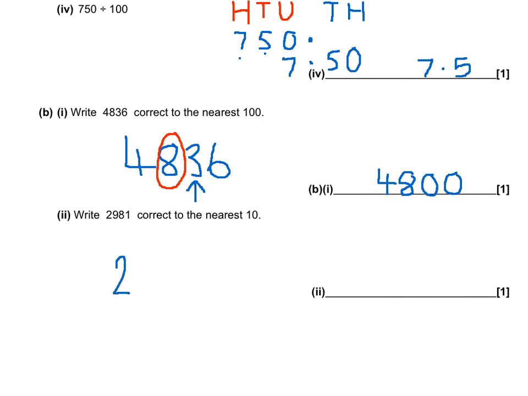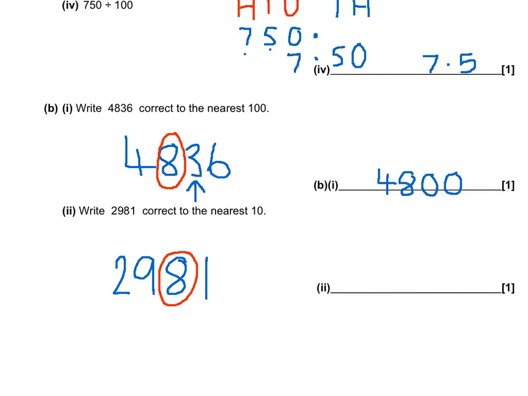Part 2, 2,981 to the nearest 10. So again, we'll find the tens column, which again here has got an 8 in it. So now what we need to do is look at the one next to it. This one here. So it's either going to be 2,980 or 2,990, and because this is not a 5 or above, we're going to round it down, so it's going to stay at 2,980.